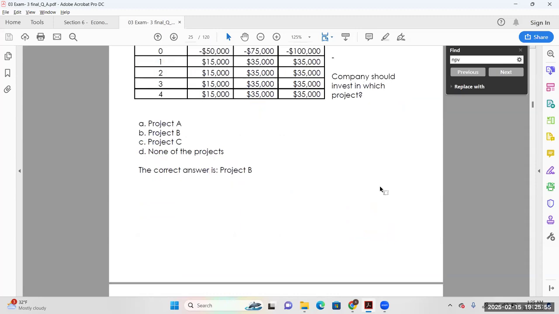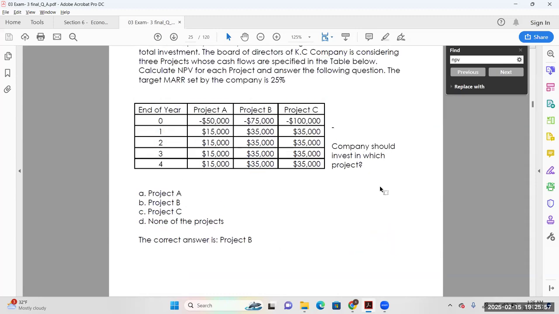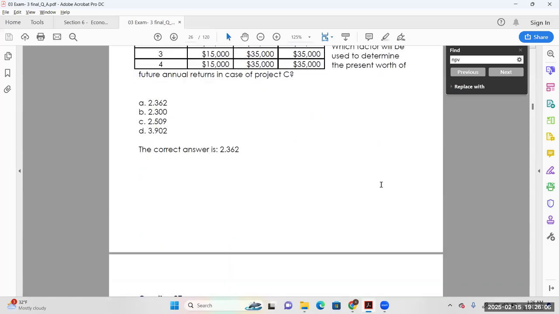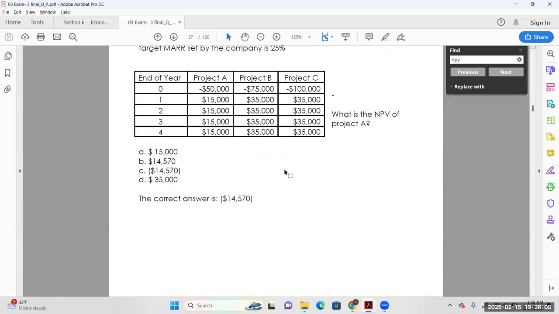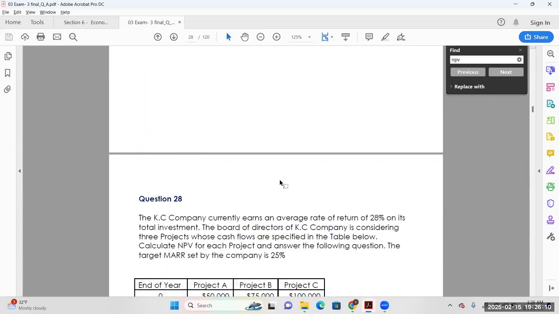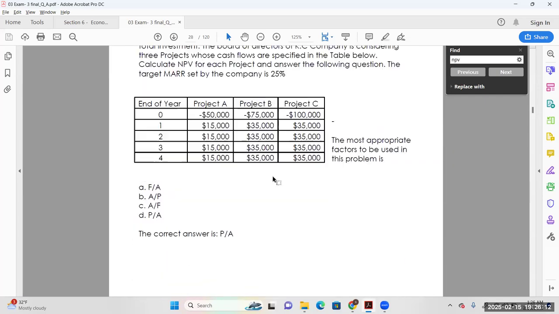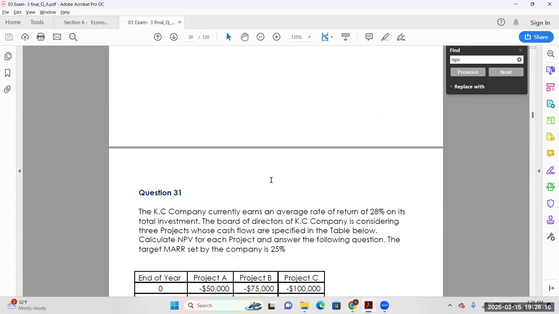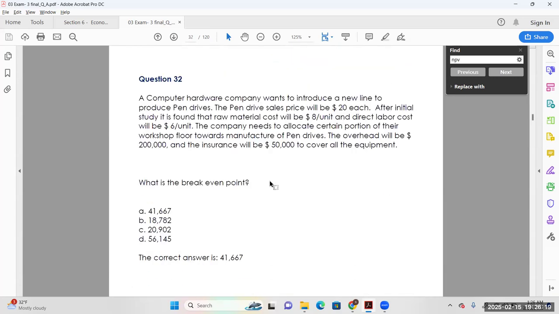Understood? Any doubt in this question? For me, it's clear. So similarly, what is the NPV? All these things they are asking. These are scenario-based questions. Once you solve that one, you will get it.